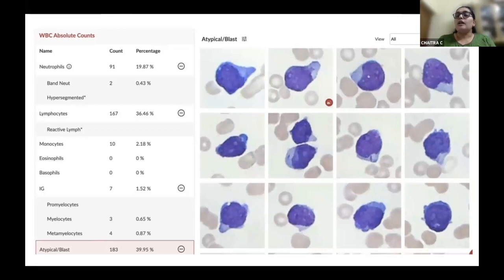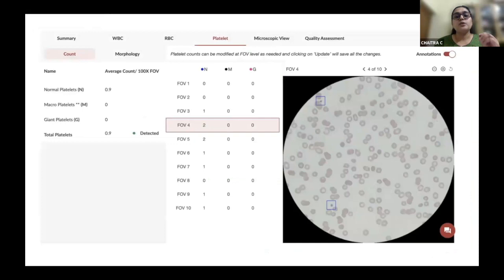And you see all the blasts in one frame. Especially this will help when your blast count is very low. You can see all the blasts in one go, in one shot. And if you feel that this cell is not a blast, you could reclassify it into a specific category, and your differential count will be changed in one go. And this patient had thrombocytopenia.